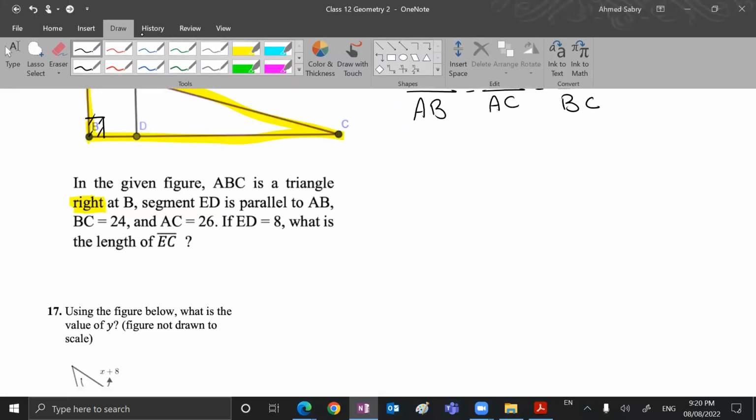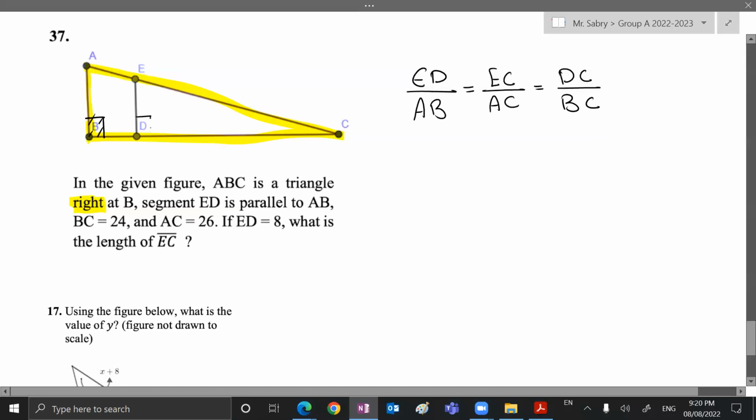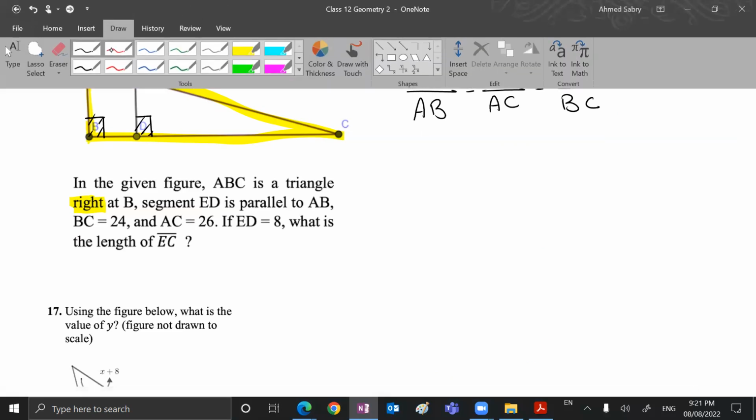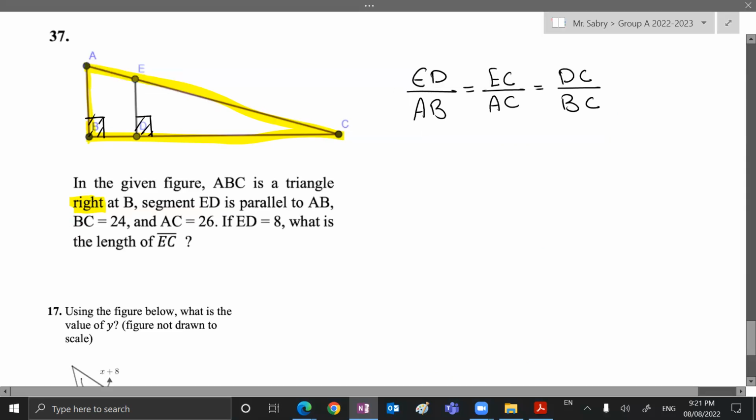They also told me that segment ED and this one are parallel, which means that this angle is also another 90 degrees, by the way. Now I looked at whatever is given. According to what they write here, BC, which is this entire length, this whole thing, is equal to 24, while AC, this other full side, is equal to 26, giving me ED, this one, equal to 8.